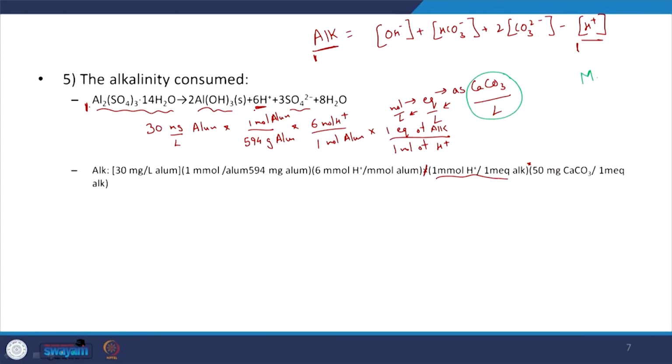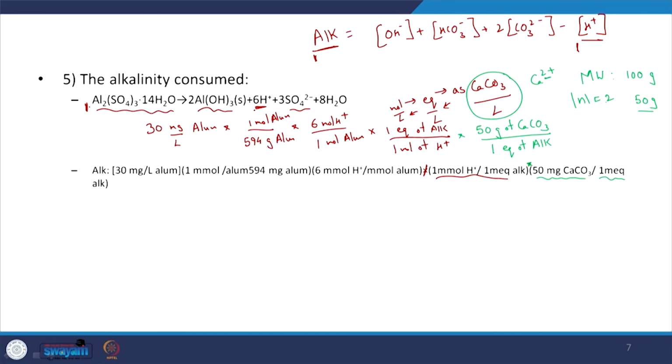So, molecular weight of CaCO3, it's 100, right, 100 grams, n is 2, right, Ca 2 plus charge, CO3 2 minus charge, n is equal to 2. So, equivalent weight will be 100 by 2, which is 50 grams. So, that is what we have, 50 grams of CaCO3 per 1 equivalent of alkalinity. So, I have to multiply that, 50 grams of CaCO3 per 1 equivalent of, let us say, alkalinity. Yes, again in terms of alkalinity here.